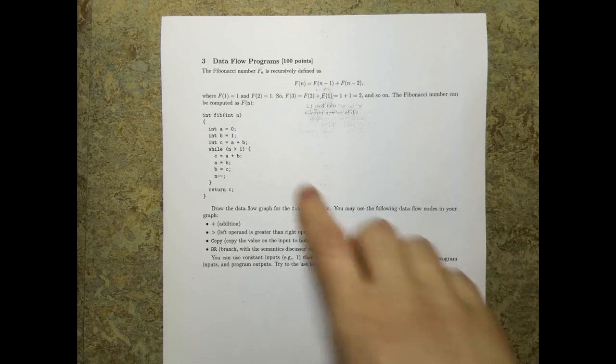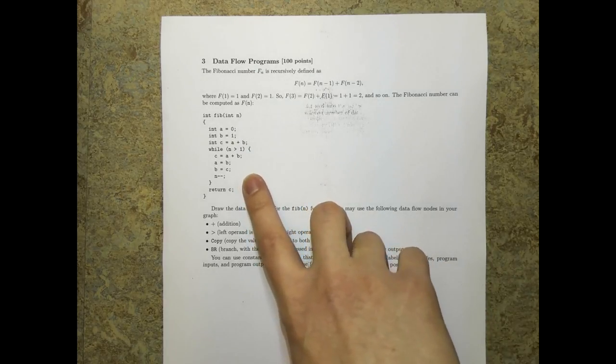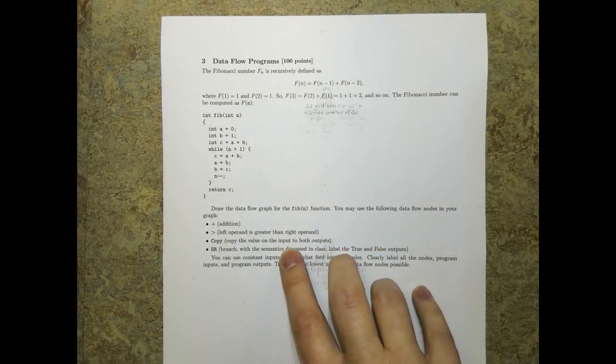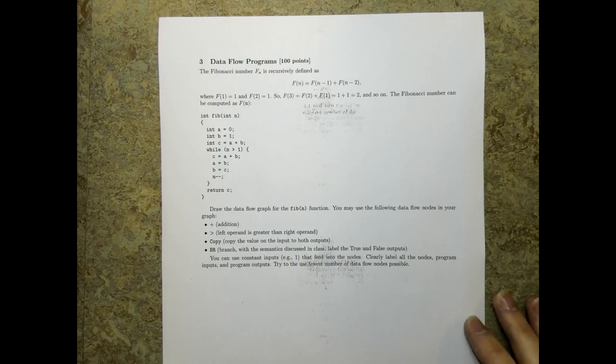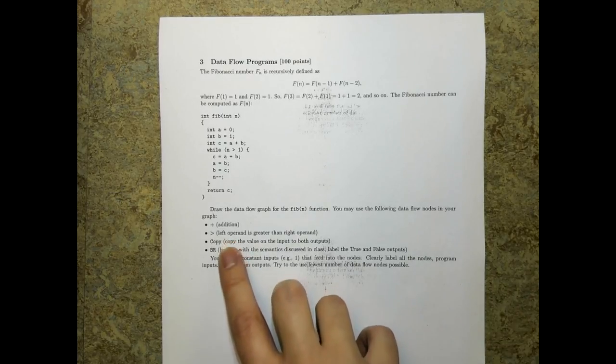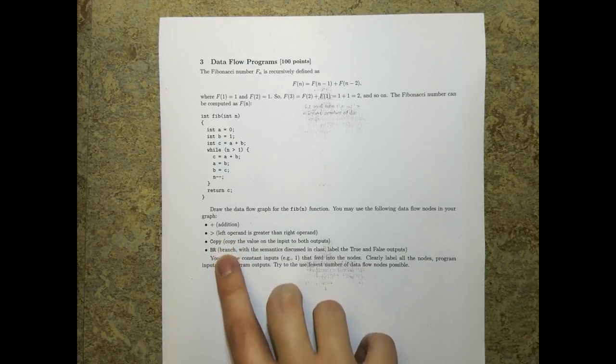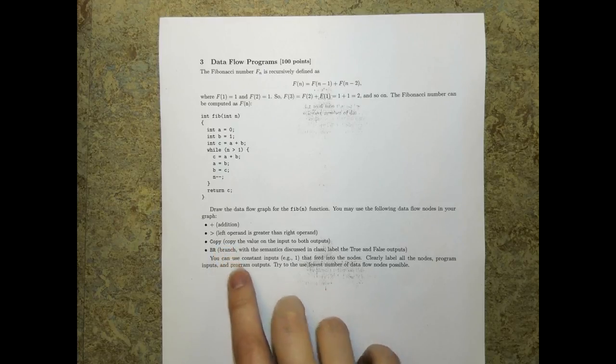Yeah, so here we have a function definition. It is Fibonacci numbers, probably you know that. And here we have a sample implementation of it. And the question asks you to draw the data flow diagram of this, right? And here are some nodes that you're allowed to use to solve this question.